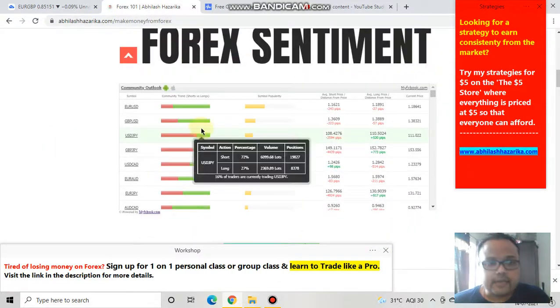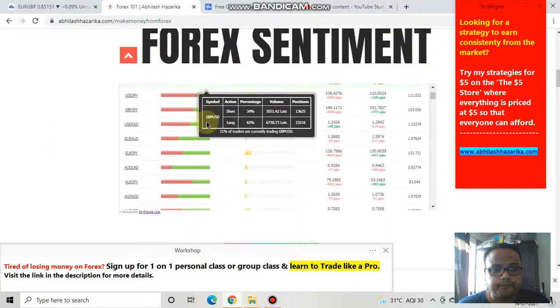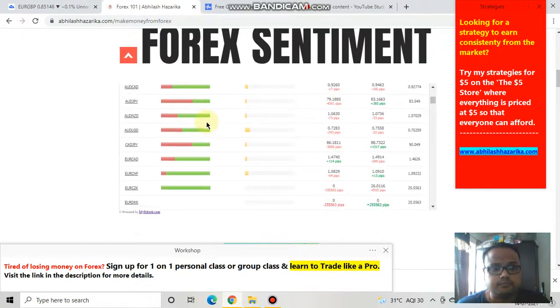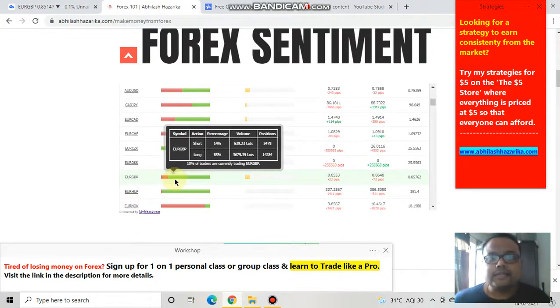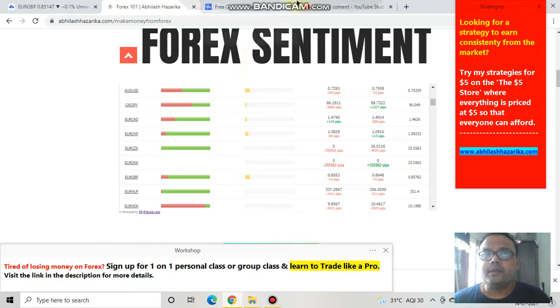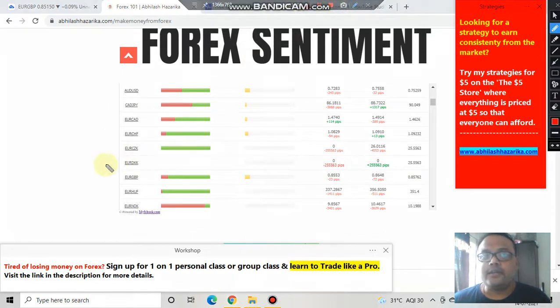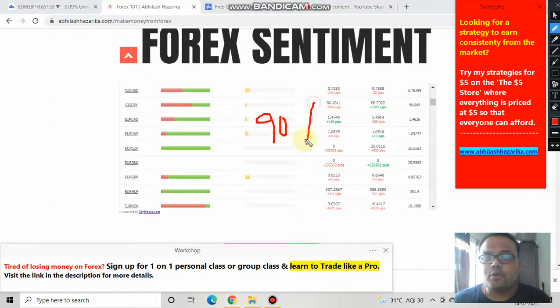If we go to the forex sentiment meter, you can see that only 14% of traders have taken a short position and 85% of traders have taken a long position. My dear friend, I would like to remind you that this sentiment meter shows the sentiment of retail traders. And as we all know, more than 90% of retail traders lose money.